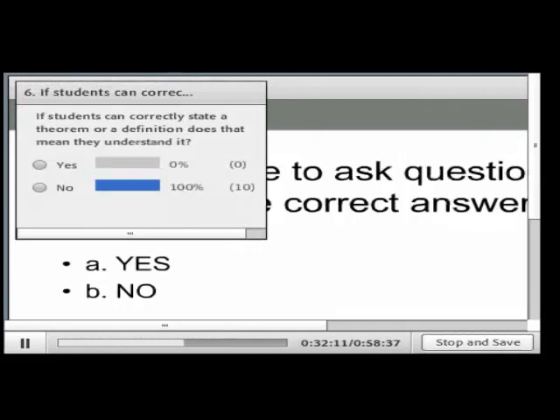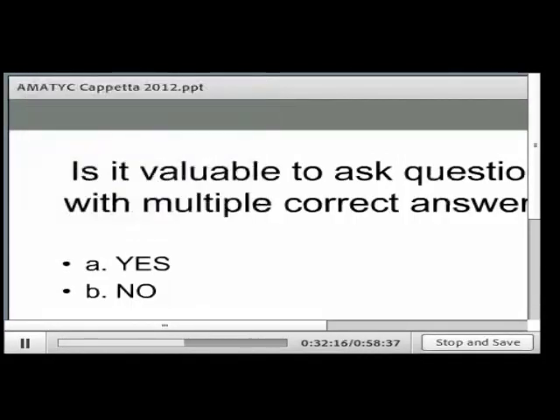Oh, wait, I pulled up the wrong poll. Why don't you guys just use the red or green checks on this one for variety? Yeah, that's fine.